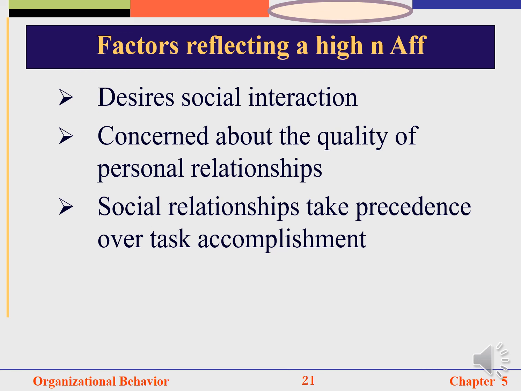Also, they're concerned about the quality of personal relationships, not the quantity. They may have many friends, but they like the friends with whom they have a very high quality friendship. They are concerned with the quality of friendship, not the quantity. They may have a very small number of very close friends, but they also have good relationships with many other people as well. Social relationship takes precedence over task accomplishment. What does it mean? They give friendship, they give social relationship priority over even the work goals or the task accomplishment.